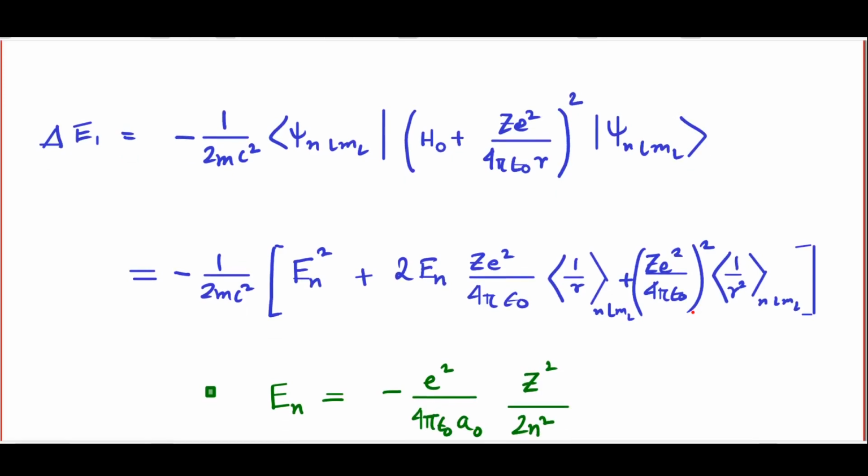Now, in order to proceed further, we will need the values of En, which we have already seen before. We will also need expectation values for 1 by r and 1 by r square in the state psi n L ml. Note that I am not mentioning ms here at all because these expectation values have nothing to do with the spin wave function. It depends only on the spatial part of the wave function.